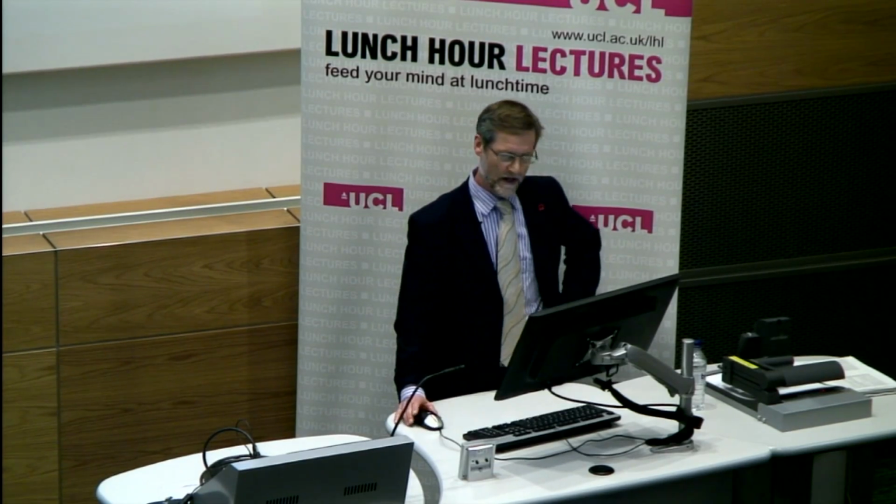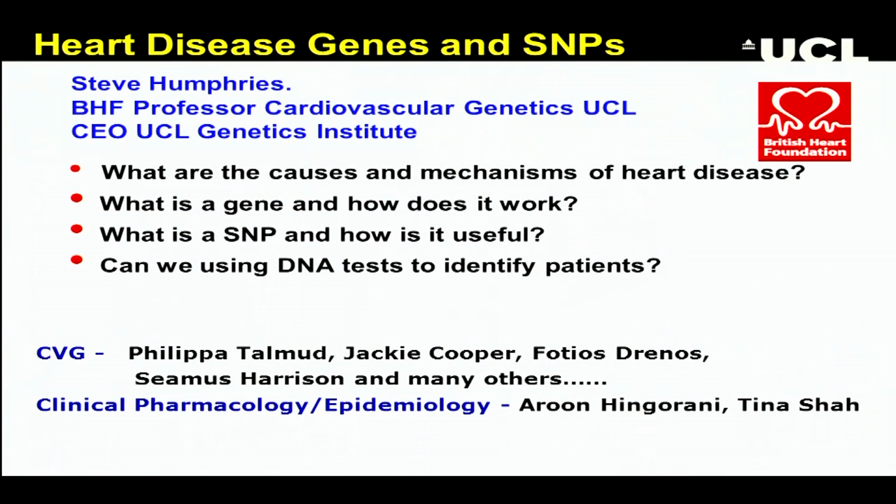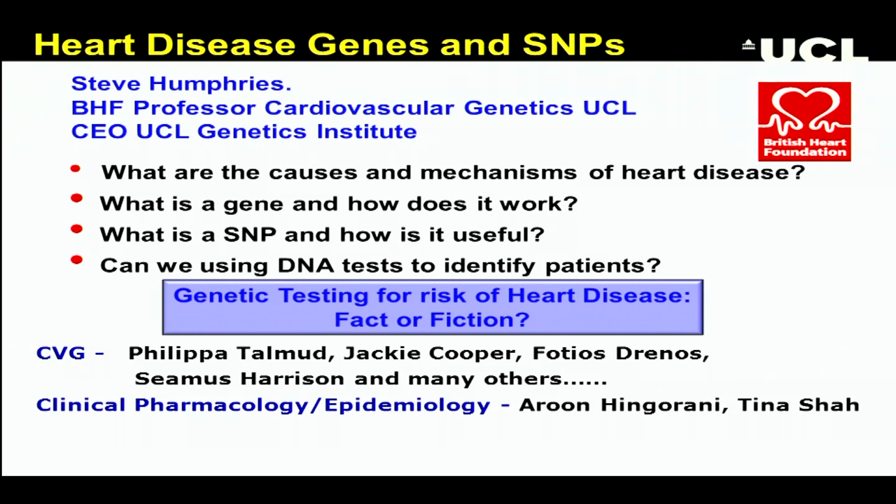So, you've seen up here on the slide, the talk is divided into 4 parts. I'm going to first of all describe to you the causes and the mechanisms of heart disease. And then I imagine there's plenty of people in the audience who are not from a genetic background, so I'll tell you what a gene is, or remind you, and how it works. And then, what is this SNP thing? You'll find out by the end. And then, can we use DNA tests to identify patients? So if you like, the topic of the talk is genetic testing for risk of heart disease. Are we talking fact or are we talking fiction?